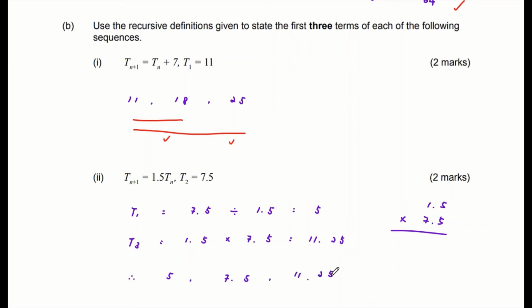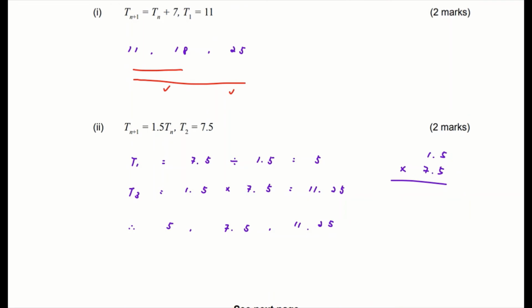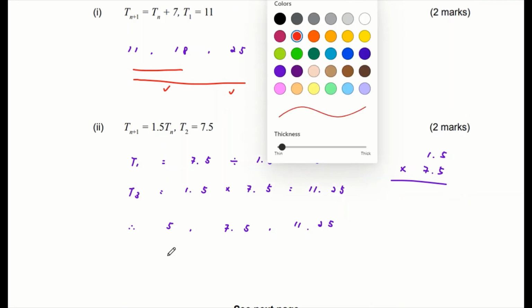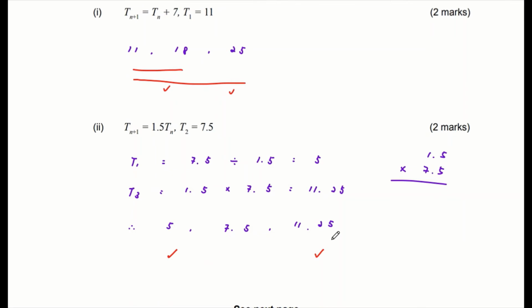So if you are able to get the first term, then you get the first mark. Then if you get the last one, then you get 1 mark. So these are the 2 marks given for this question.